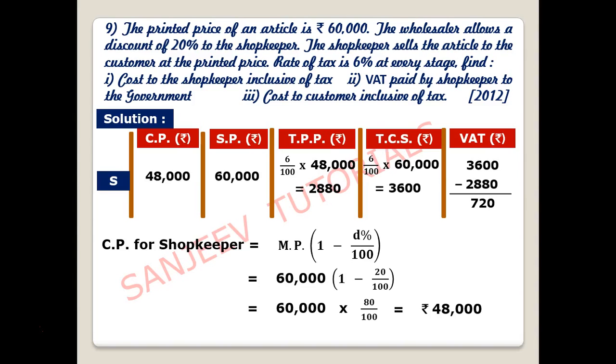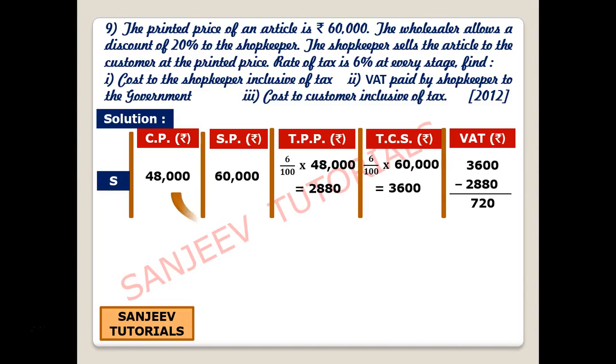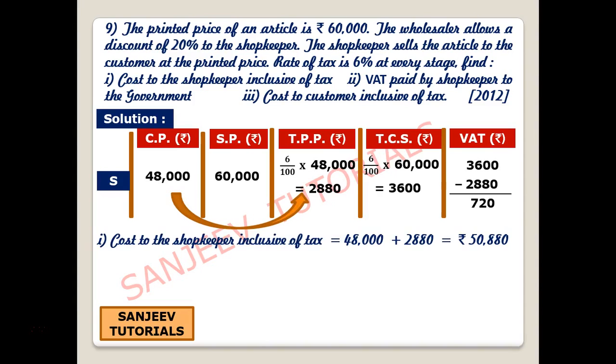Now there are three parts in the sum. The first part of the sum states cost to the shopkeeper inclusive of tax. Now the shopkeeper has purchased the article for rupees 48,000, and while purchasing the article he also paid a tax of rupees 2,880. So the total cost to the shopkeeper inclusive of tax will be 48,000 plus 2,880, that gives us rupees 50,880. So this completes first part of the sum.